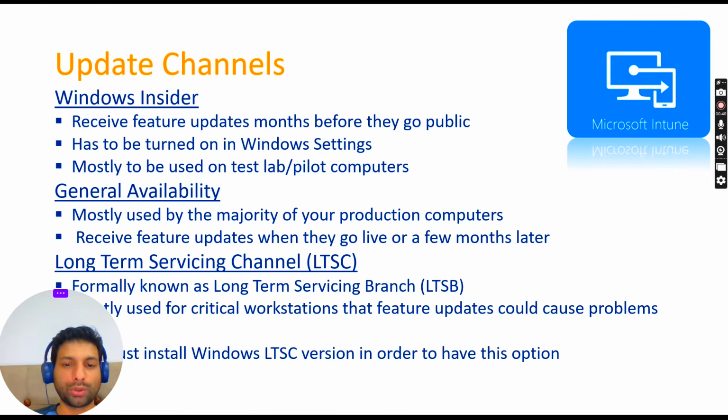And the second channel is called general availability. This is mostly used by the majority of your production computers. They see feature updates when they go live and a few months later. So these are the general updates which we get on our client machines.